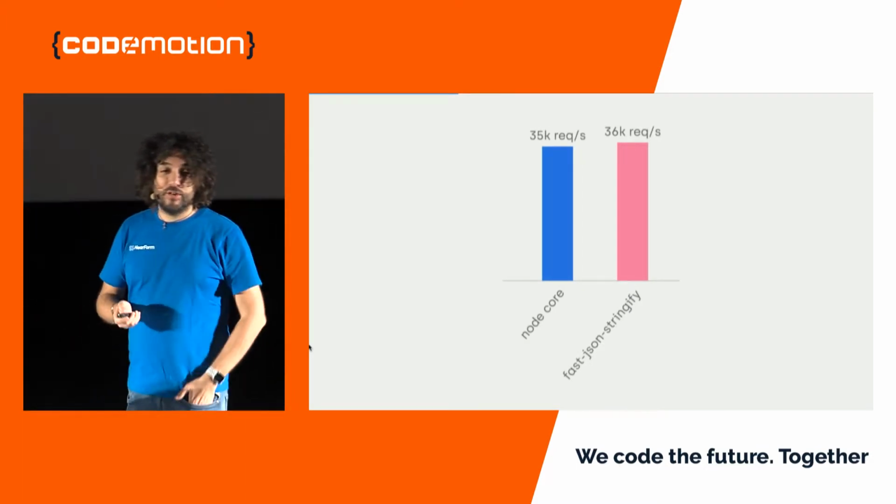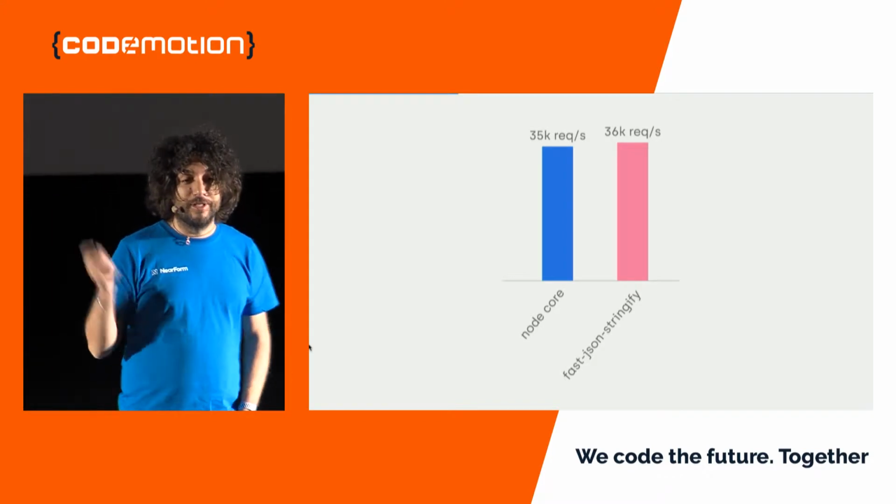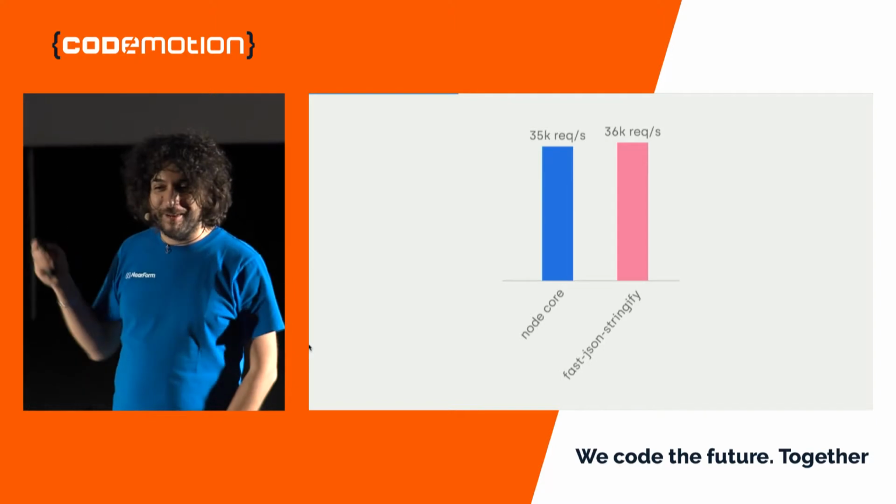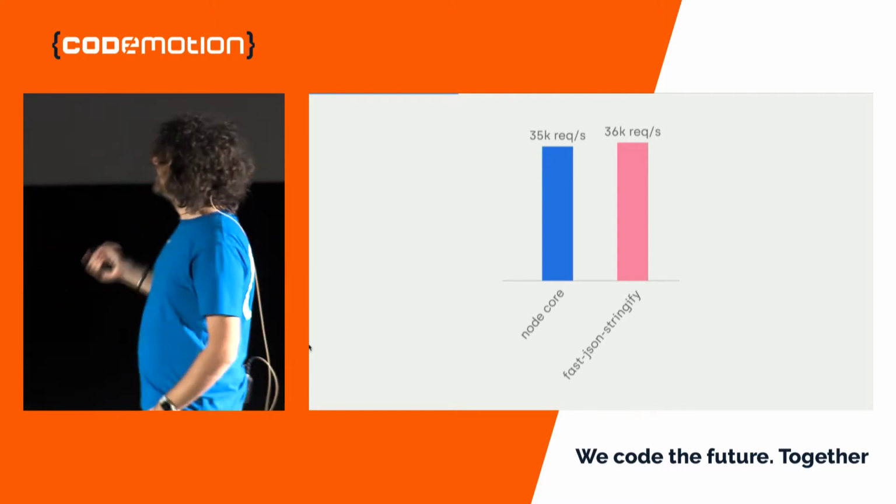On Node 8 and 6, it was actually double, but they optimized JSON stringify even more after we did this. So, sorry.